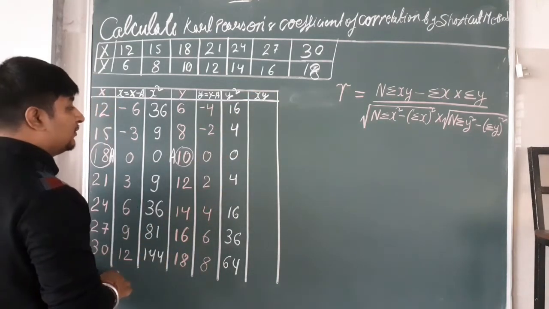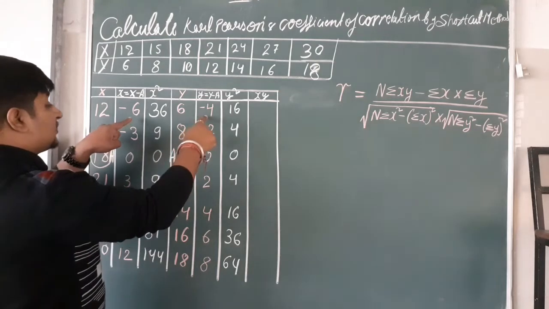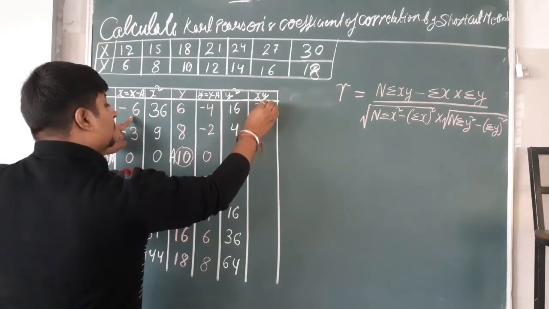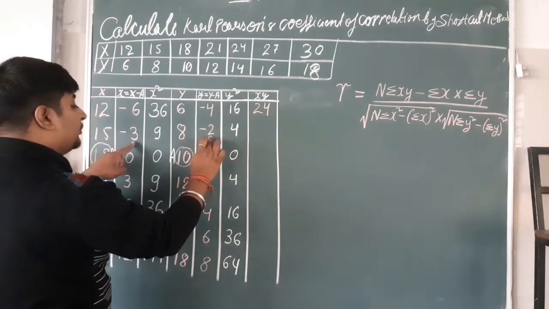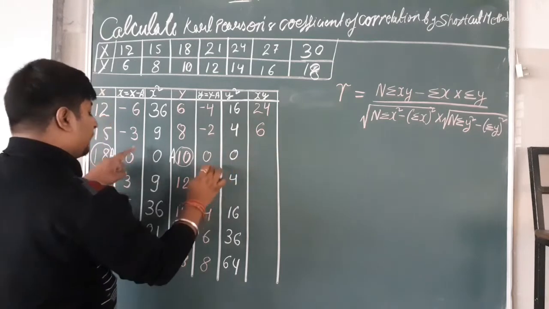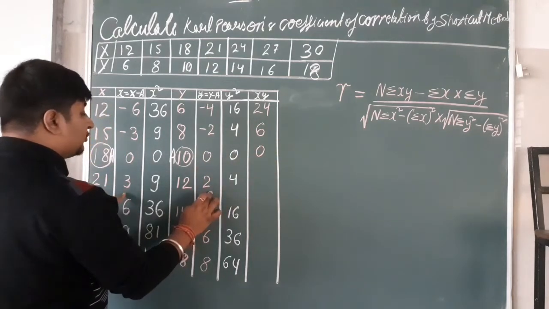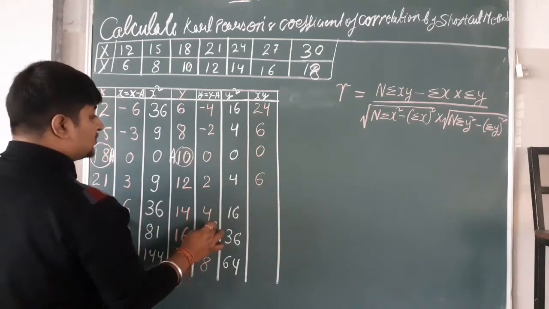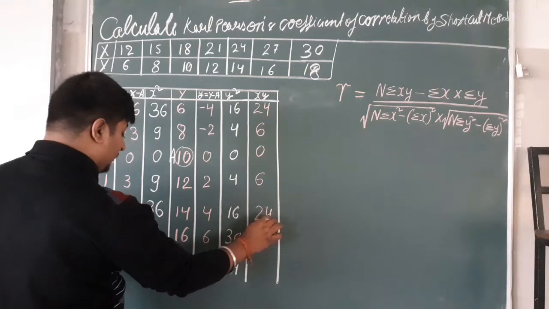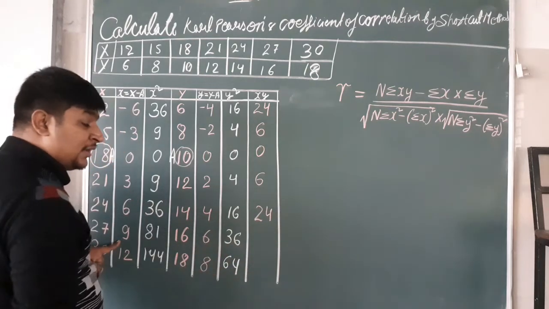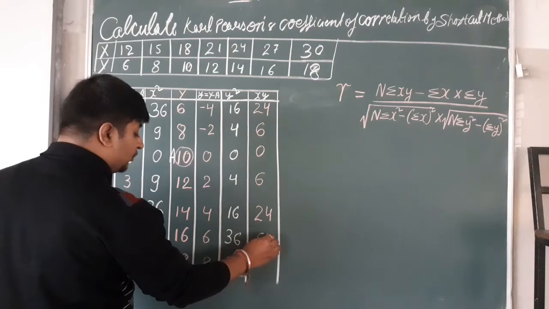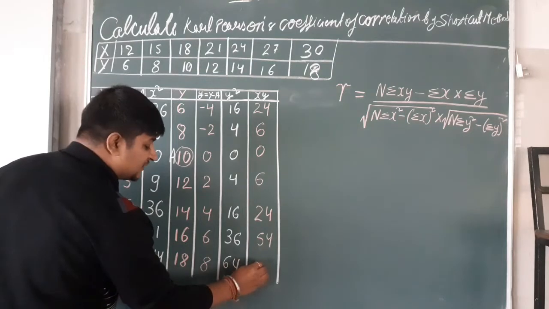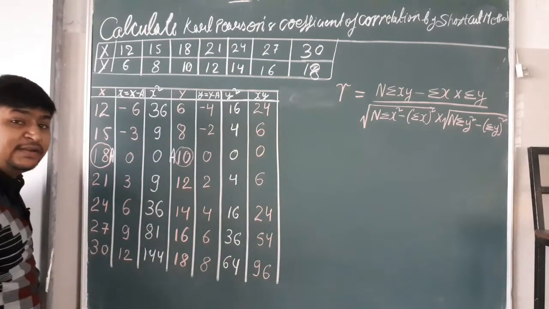Okay, now we have to find small x into small y, right? So what we are doing? 6 into 4, it is 24. 3 into 2 is 6. 0 into 0 is 0. 3 into 2 becomes 6. 4 into 6 is 24. Then 6 into 9 is 54. And 12 into 8 is 96.